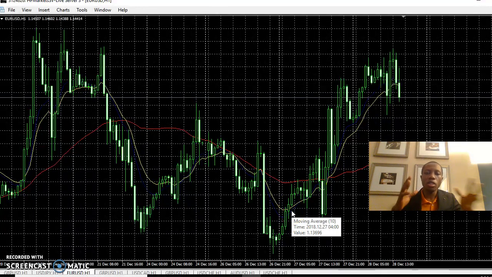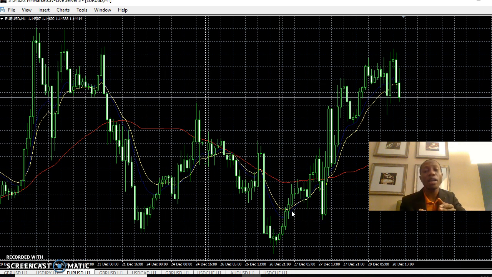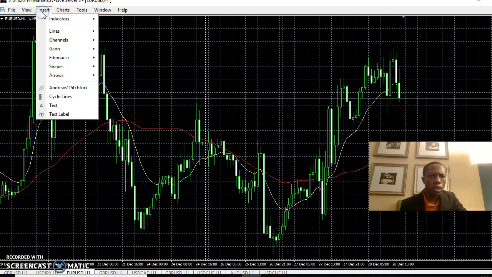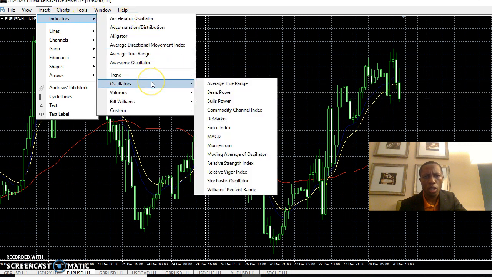Okay, let's use another parameter. We need to have the relative strength index and also the MACD working together with the moving average. They move together in the same direction. Let's proceed. Go to indicators again, and you come to oscillator.